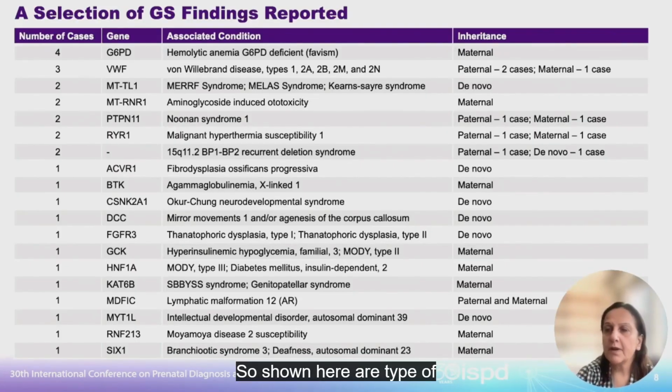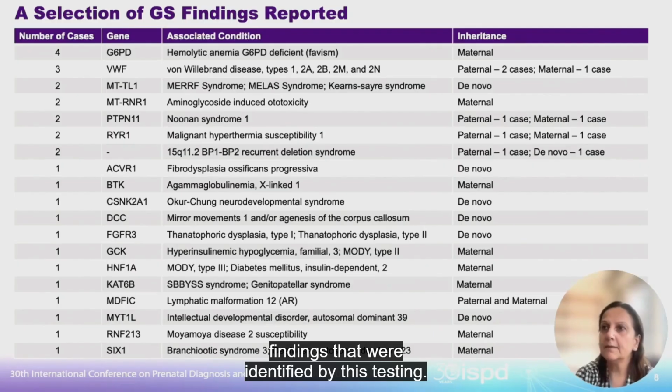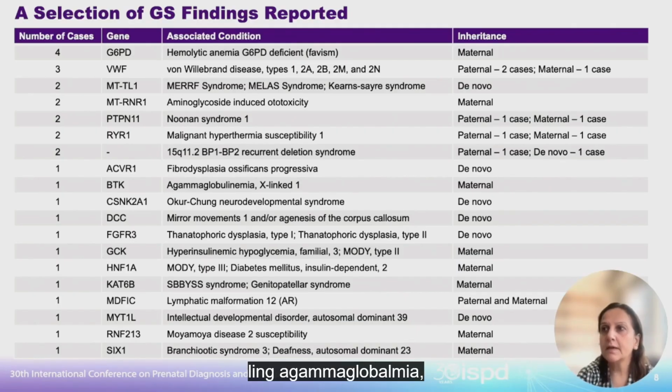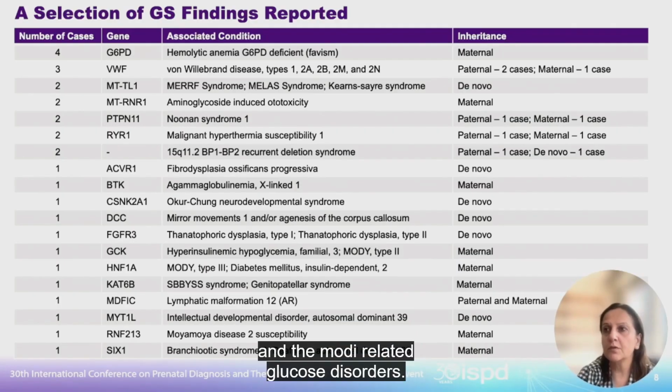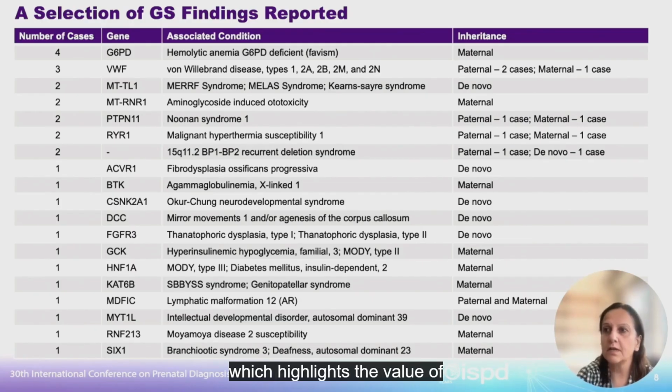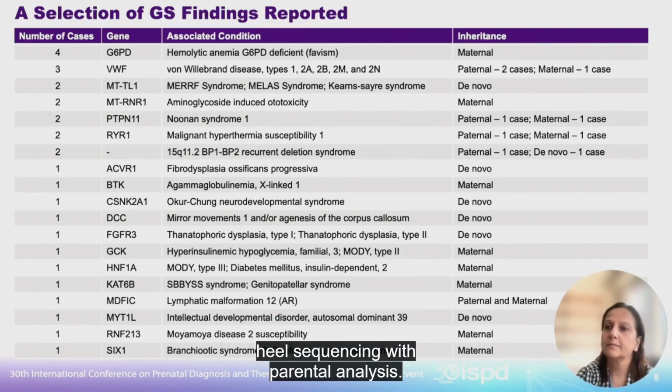So shown here are types of findings that were identified by this testing. These findings were clinically diverse, and they included conditions with neonatal management implications such as G6PD deficiency, aminoglycoside-induced ototoxicity, X-linked agammaglobulinemia, and the MODY-related glucose disorders. As well as conditions with neurodevelopmental or structural outcomes such as Noonan syndrome, Ohtahara-Chung syndrome, thanatophoric dysplasia. Many of these findings were inherited from an apparently unaffected parent, while others were de novo, which highlights the value of fetal sequencing with parental analysis.